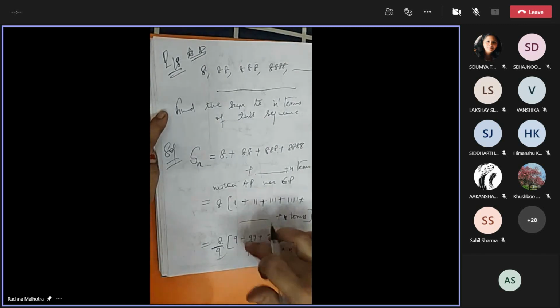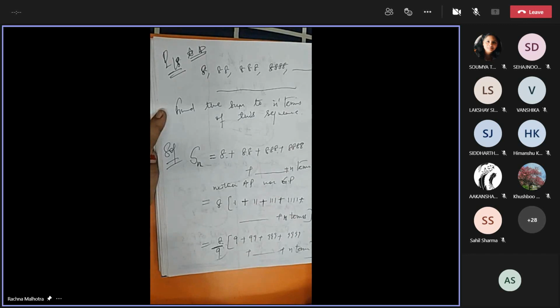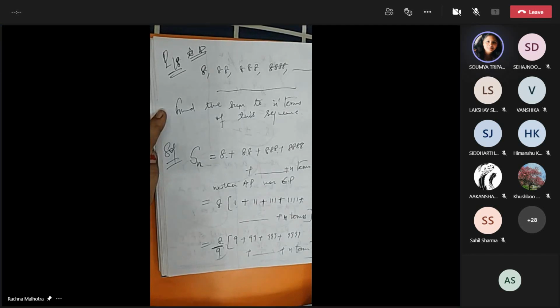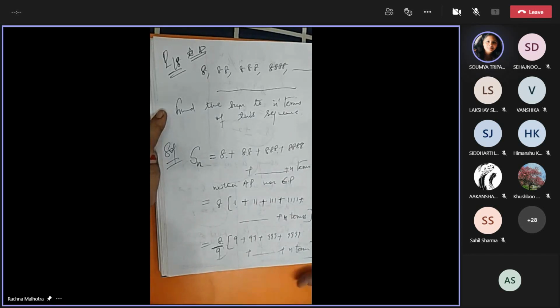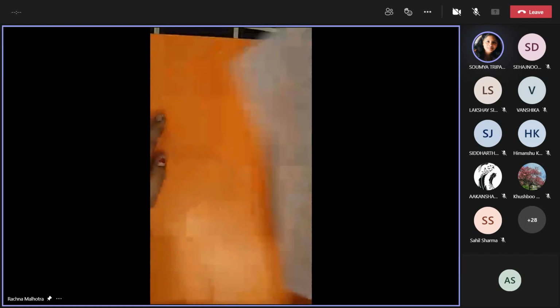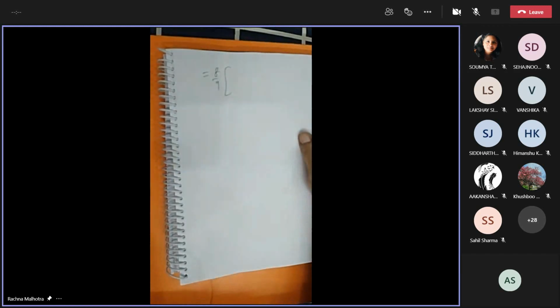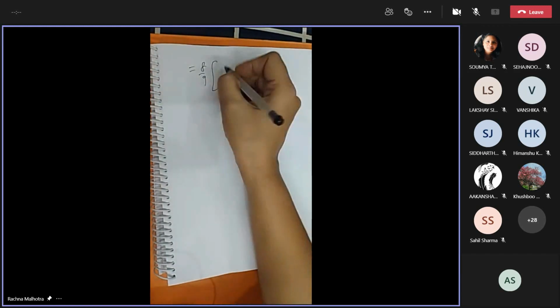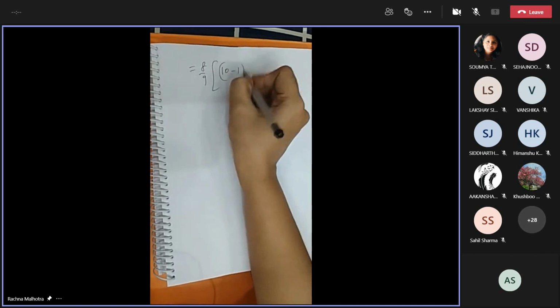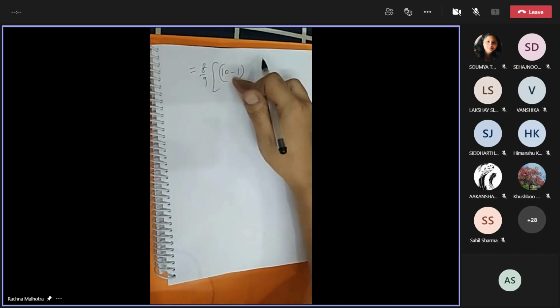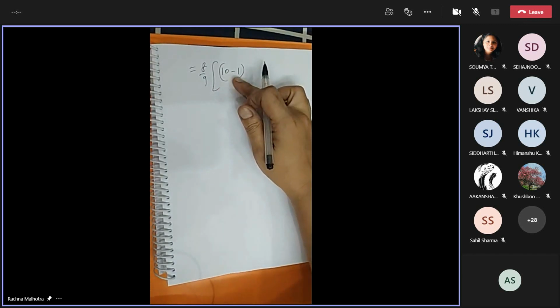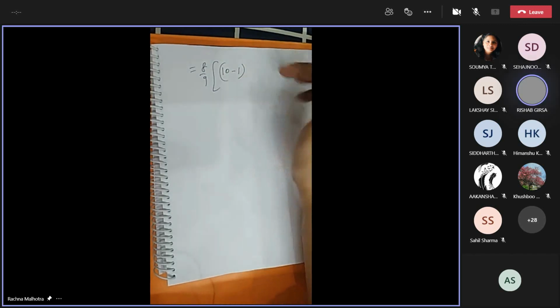How can we make it some GP? Then we will write 10 minus 1, 10 square minus 1, 10 cube minus 1 and so on. So we can make it in the form of GP if we write all the terms in this form, 10 minus 1, because 9 was there. What was the first term? 9. So I can write 10 minus 1.